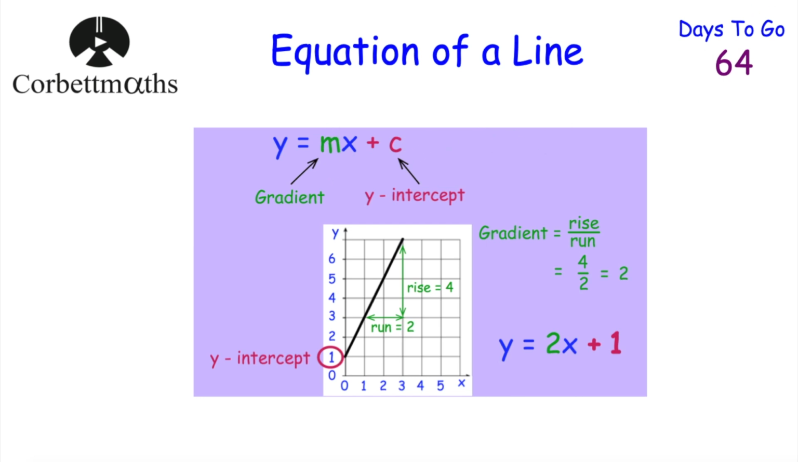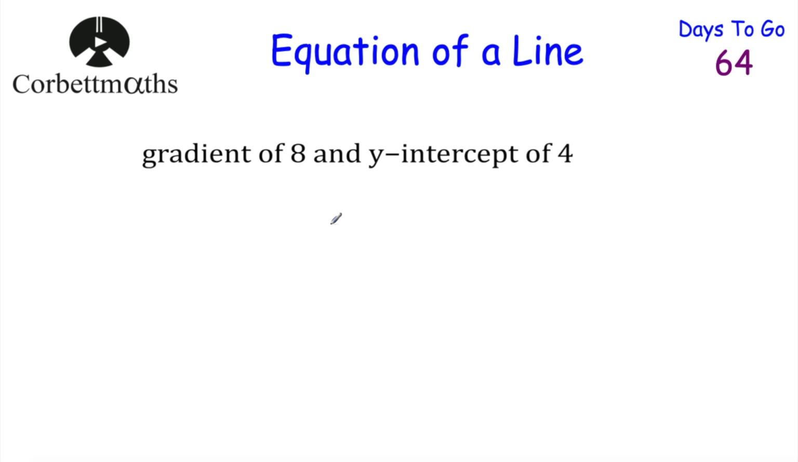Okay, let's have a look at another question. So here we've got some information about a straight line. It's got a gradient of 8 and a y-intercept of 4. Write down its equation. So press pause and write down the equation of that line. Okay, so because the equation of a straight line is in the form y equals mx plus c, the gradient of the line is 8, so it's going to be y equals 8x, and it crosses the y-intercept of 4, so it's going to be plus 4. So the equation of that line would be y equals 8x plus 4, and if you got that, well done.